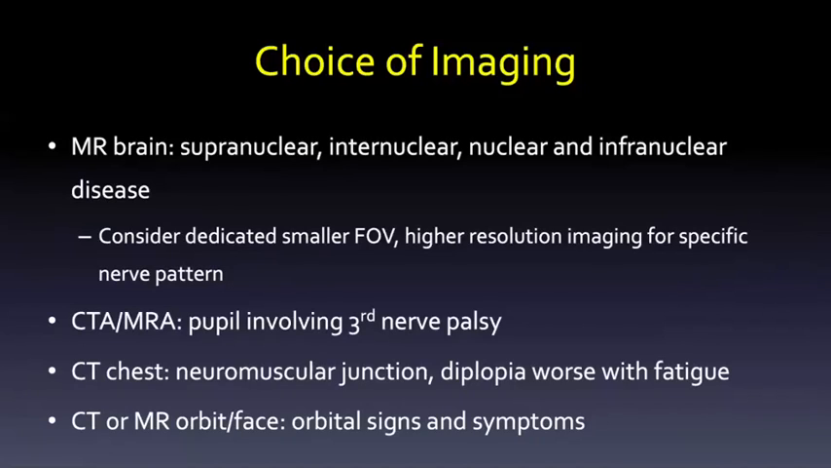If the history is concerning for ocular myasthenia gravis, a CT chest is warranted. And if there are additional or specific orbital signs or symptoms, particularly those not mapping to a cranial nerve, dedicated CT or MR of the face is recommended.